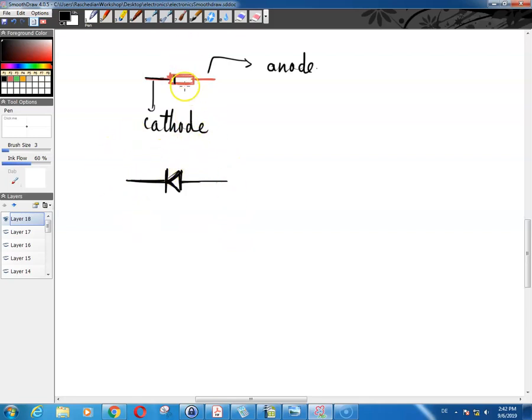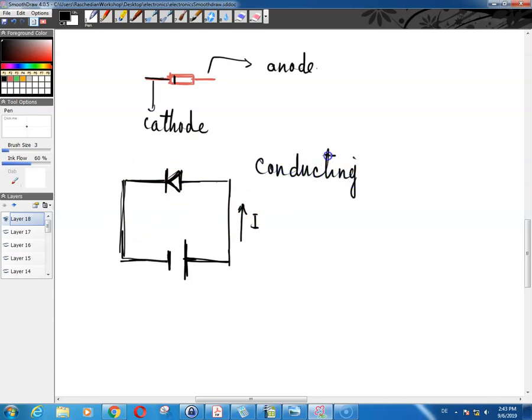Now, if I connect the cathode to the negative pole of a power supply, and the anode to the positive pole of the power supply, then it will conduct electricity, and current starts to circulate around your circuit. In this orientation, we say that the diode is forward biased. When the diode is forward biased, it's conducting electricity. That's basically what it does.